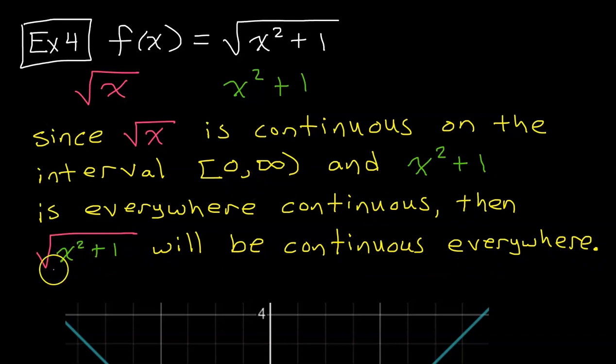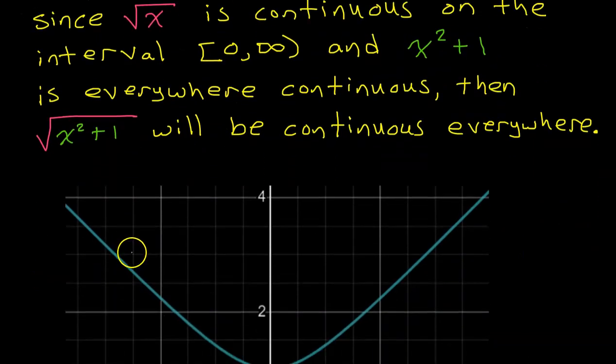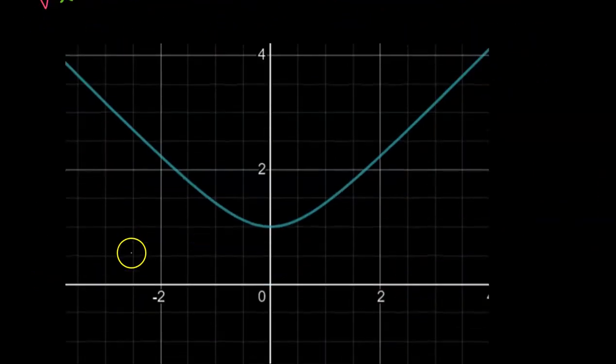Normally, I would have to mention some restrictions to make sure that we don't have any negative numbers under the radical, but because of the x squared, we're always going to have a positive number under the radical. So x can just be whatever it wants to be, no restrictions. In fact, here's a quick glance at the graph of this composite function, and you can see that it is continuous everywhere.